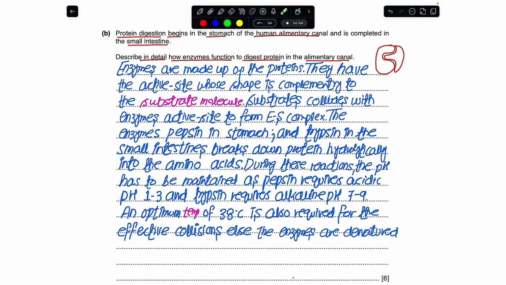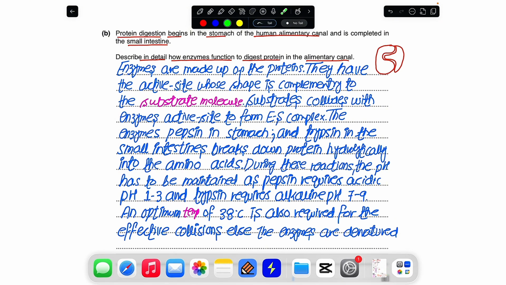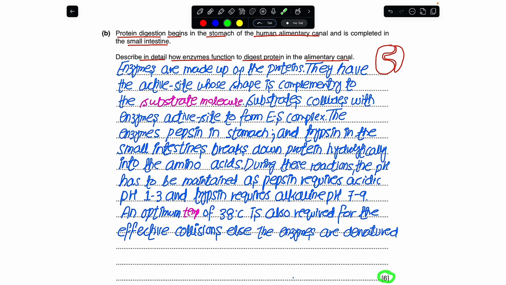And at the same time, we have to tell them that for the enzymes responsible for the protein digestion, the pH has to be maintained. The pepsin enzyme that we have in the stomach requires the acidic pH of 1 to 3, and the trypsin would require the alkaline pH of 7 to 9. At the same time, the last point would be that the optimum temperature of 38 degrees centigrade is also required because it would bring about the effective collision and would save the enzymes from denaturation. So this is how you would have cracked a total of 6 marks for this part of the question.